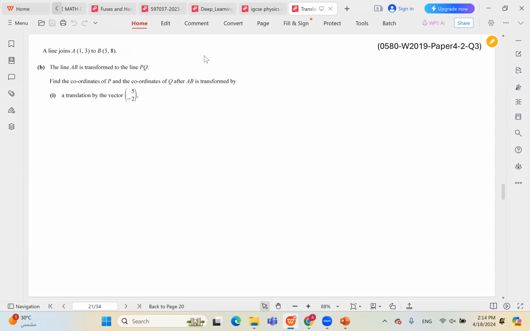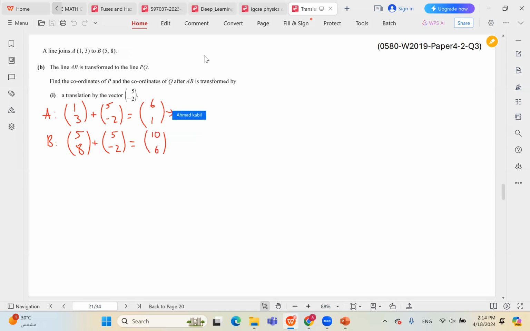A line joins A to B. The line AB is transformed to the line PQ. Find the coordinates of P and the coordinates of Q after AB is transformed by vector 5, -2. So A here is 1, 3. So let's write it as a vector. B is 5, 8. And then you add the translation vector, which is 5, -2. And you get 6, 1, and 10, 6.